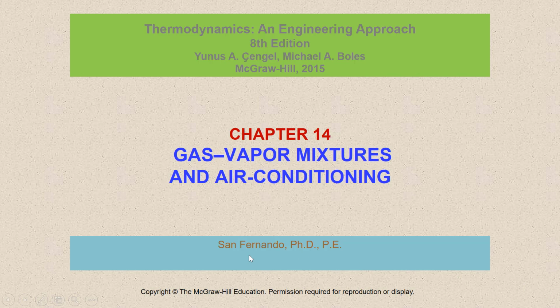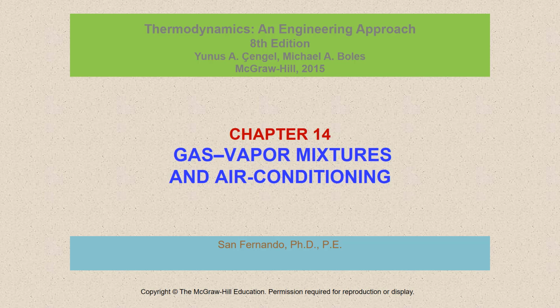In this chapter, we will consider gas-vapor mixtures and air conditioning. At temperatures below the critical temperature, the gas phase of a substance is frequently referred to as a vapor. The term vapor implies a gaseous state that is close to the saturation region of the substance, raising the possibility of condensation during a process.